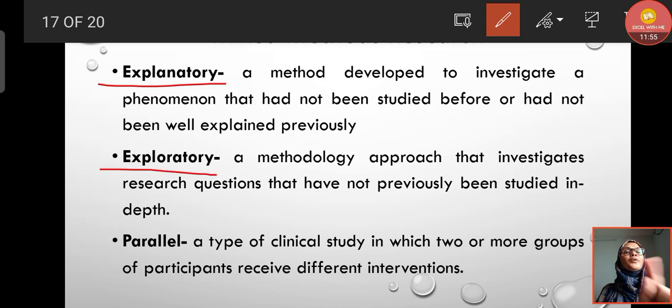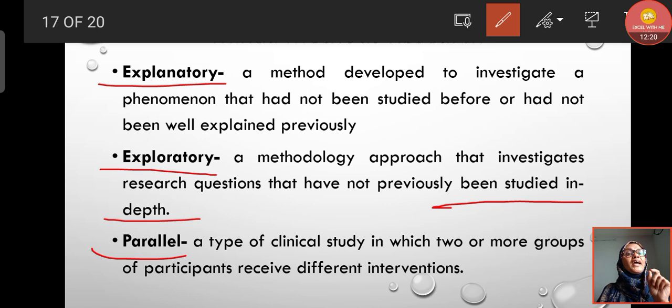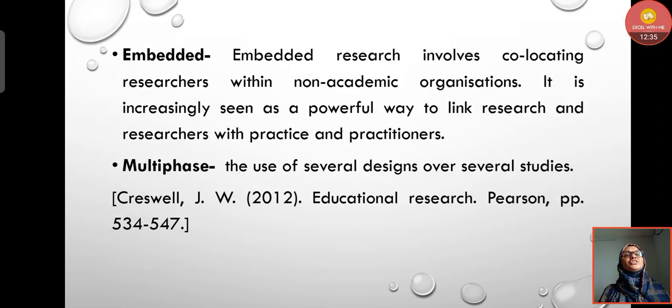Then comes the exploratory. Exploratory itself tells you the meaning, exploring something. That means a methodology approach that investigates research questions that have not previously been studied in depth. Exploring means we do inventions, no? New things we invent. So exploring the new things, which were not studied before. Now, parallel, a type of study in which two or more groups of participants receive different interventions. Parallelly, they take two groups and study different interventions. That is parallel research, which is a mixed method only.